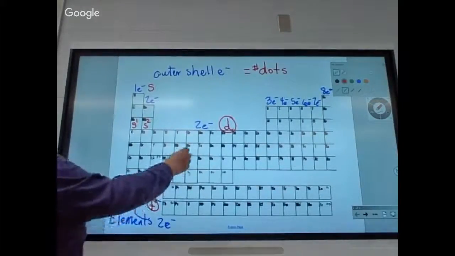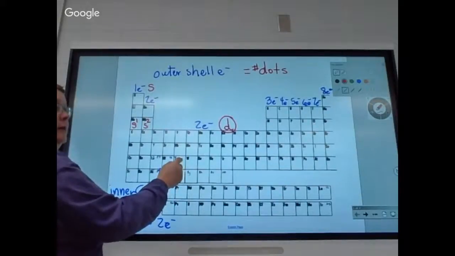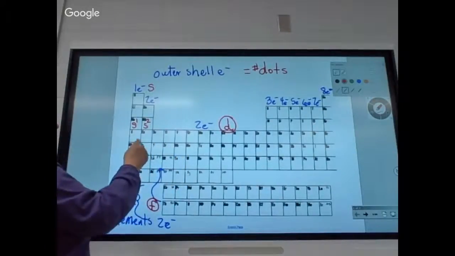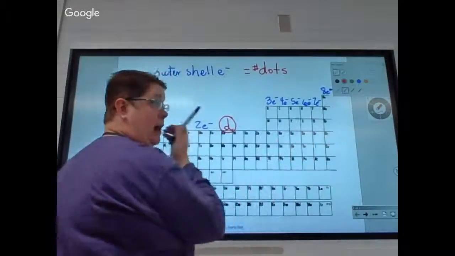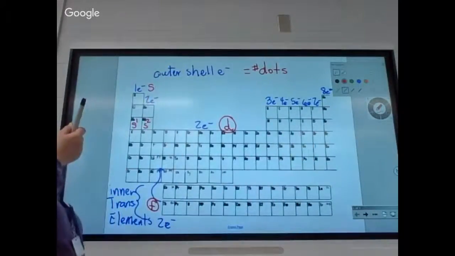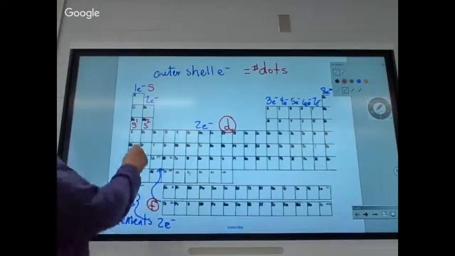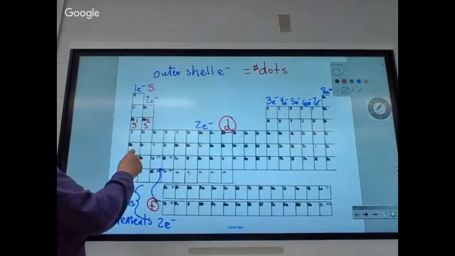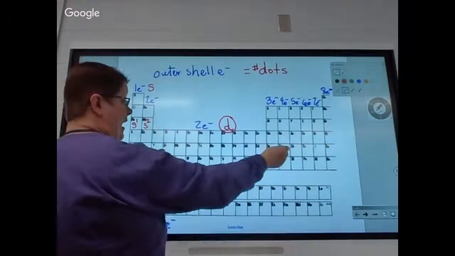So if you're here in D, what's the outer shell always going to be? Either this or this plus that. Everybody got that? Most of the time, it's going to wind up being this alone. But you could have this and that.